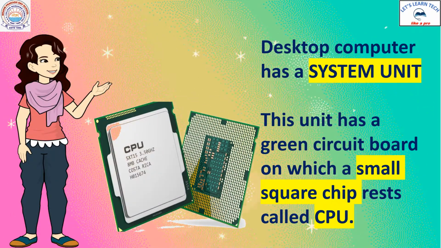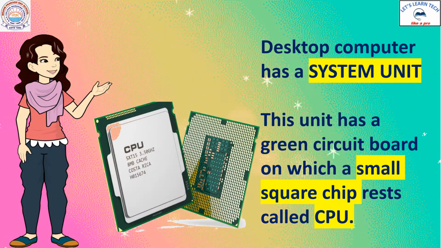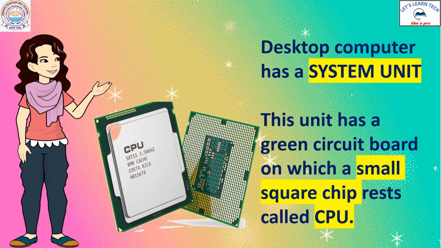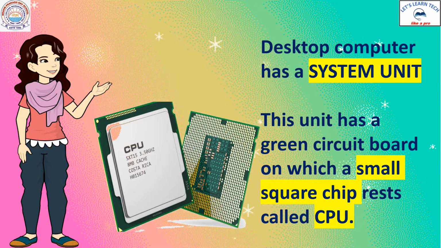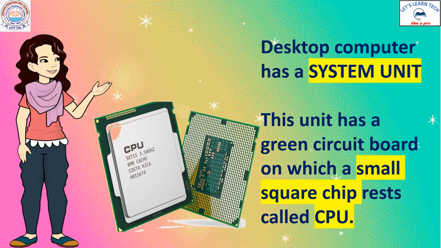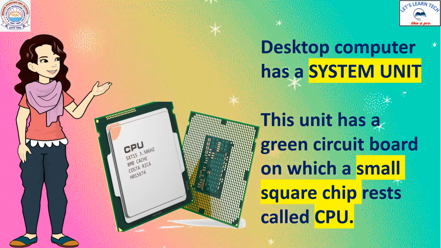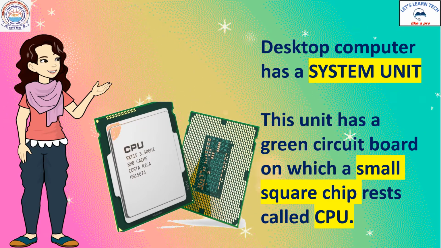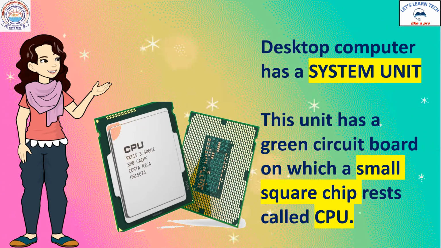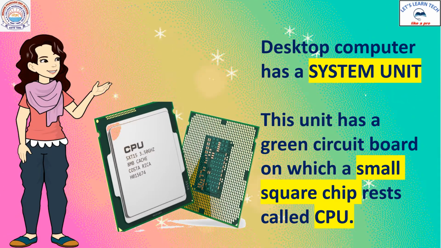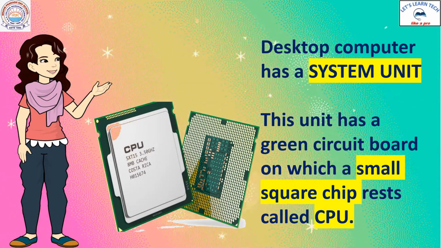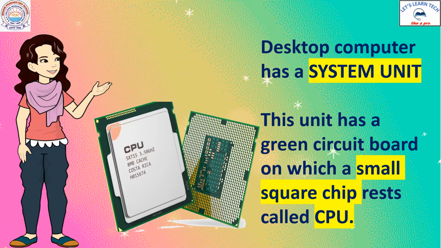A desktop computer has a system unit. The CPU box that you see is called the system unit. This unit has a green circuit board on which a small square chip rests. That is called the CPU. On this green circuit board, you have a small square chip that is called the CPU, that is Central Processing Unit.